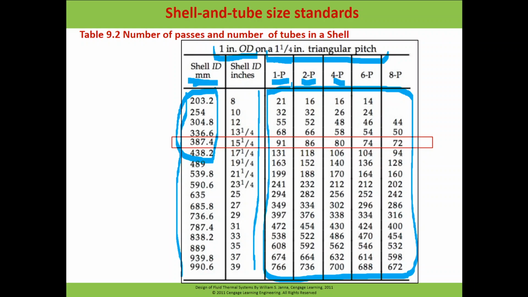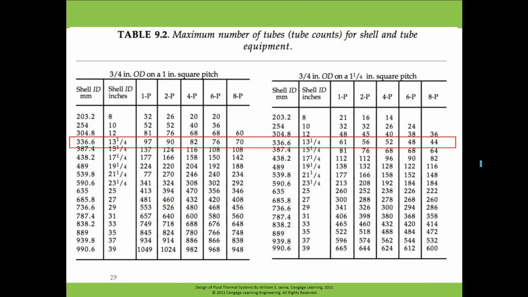So remember that this entire table is for 1 inch outer diameter, 1 1/4 inch pitch and triangular pitch distribution. Okay. So we have some more tables like these two tables, as you can see. The shell diameter is changing here also, and the number of passes are changing here also, but this entire table is for 3 by 4 inch outer diameter tube, and the tube pitch is 1 inch and the distribution is square.